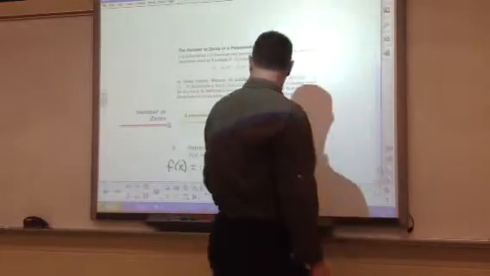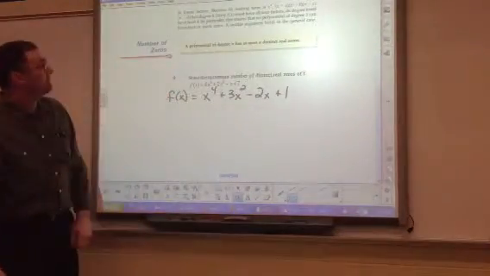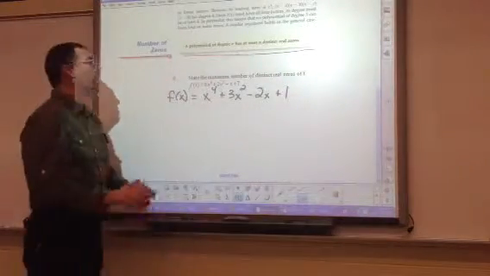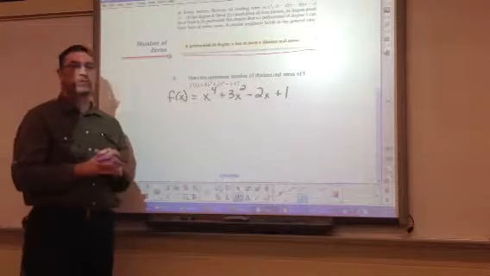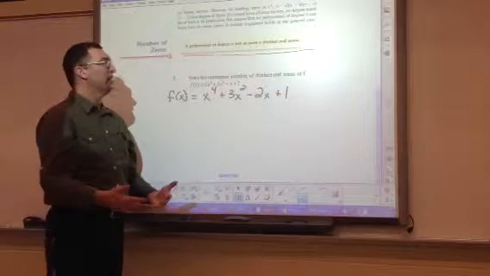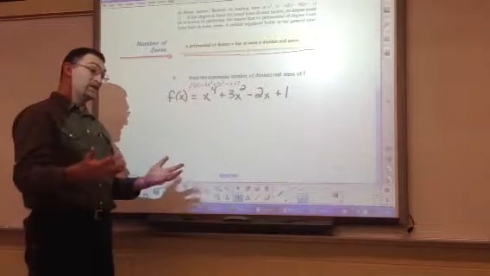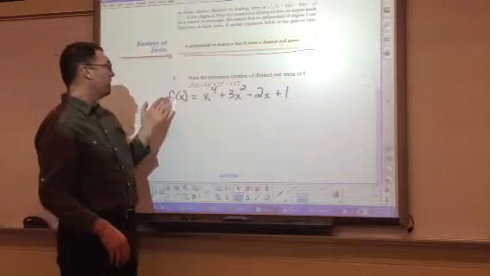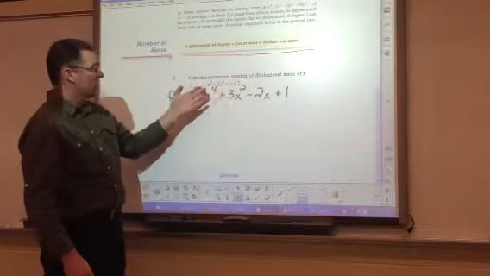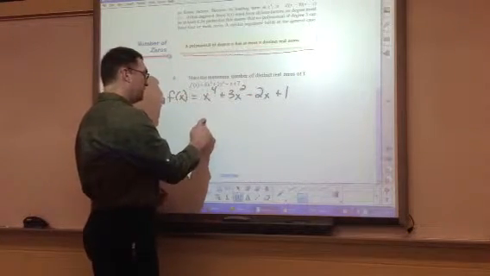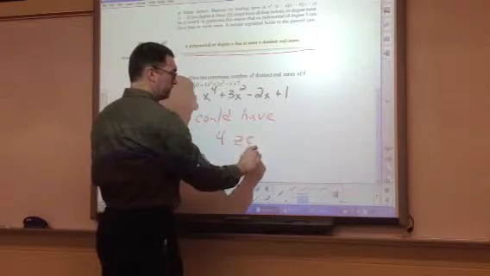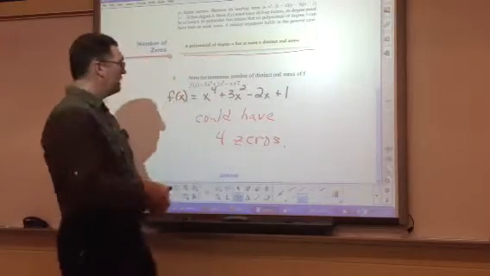And then the last thing is the number of zeros that a polynomial might have. A polynomial of degree n has at most n distinct real zeros. In other words, whatever the degree is, it could have that many zeros. It won't necessarily have that many zeros, but it could. Here I have f of x equals x to the fourth plus 3x squared minus 2x plus 1. The degree of this polynomial is 4, so it could have 4 zeros. And that would be the end of that lesson.